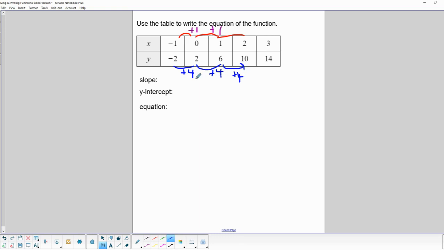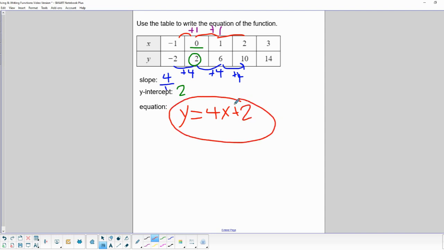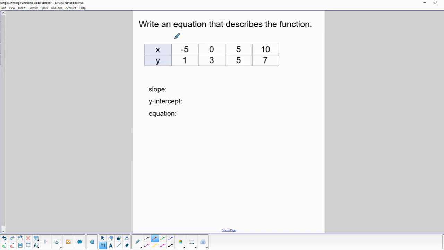So then our slope would be, our change in y would be 4, change in x, 1. And then remember, our y-intercept is the y value when x is 0. So our y-intercept in this case is 2. And so we finish it off by writing the equation y equals 4x plus the y-intercept, which is 2. Pretty straightforward process. I think we need to do another one just to make sure, though.